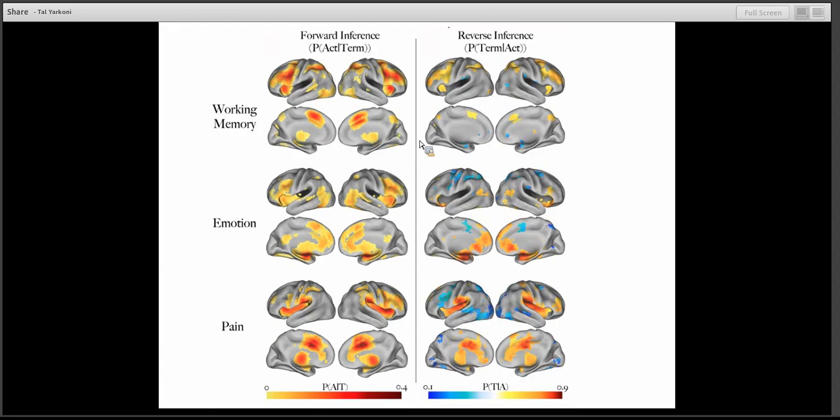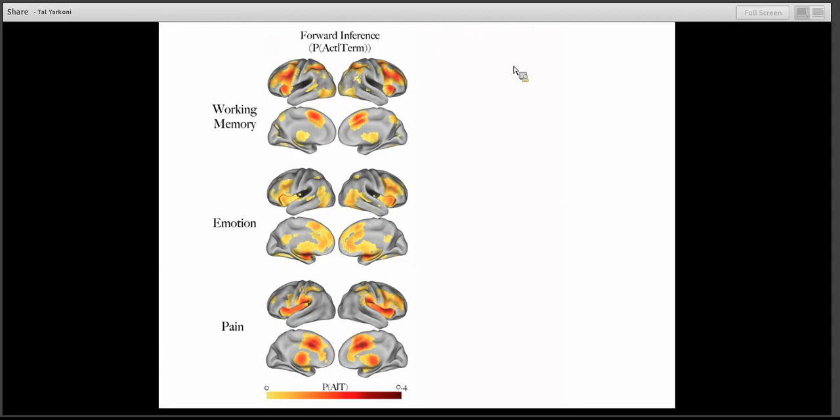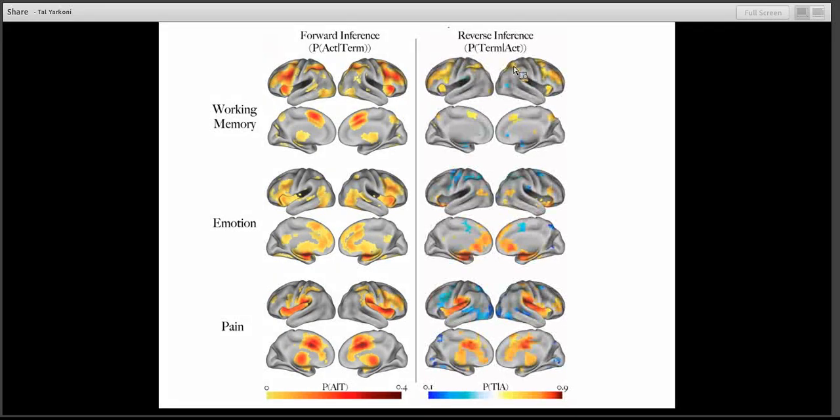Here we were asking, given that we know what task or what state people are in, what should we expect for activity? Now we're saying if we see activity in this region, what does that mean, right? And you can see that it actually looks quite different. For working memory, it's not that much of a difference. But for emotion, for instance, you can see that all the lateral frontal stuff over here just disappears. And in fact, if anything, it's negatively associated, right?